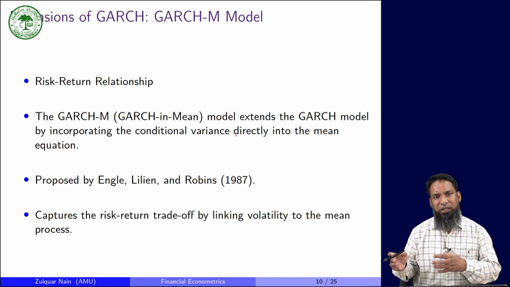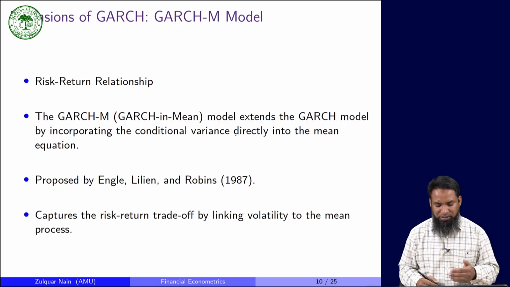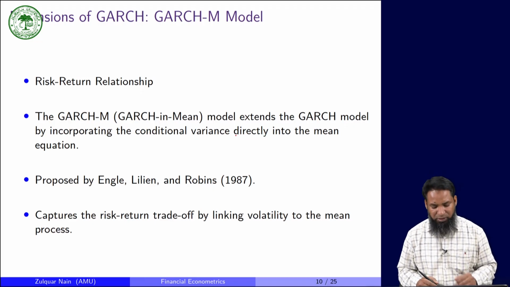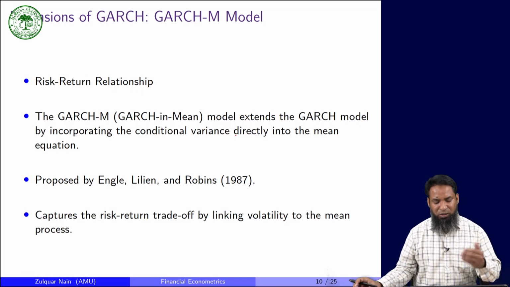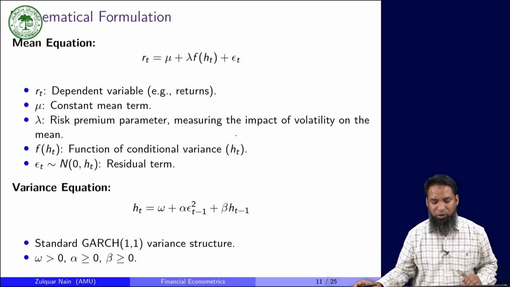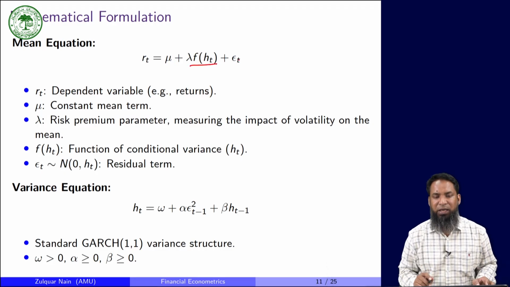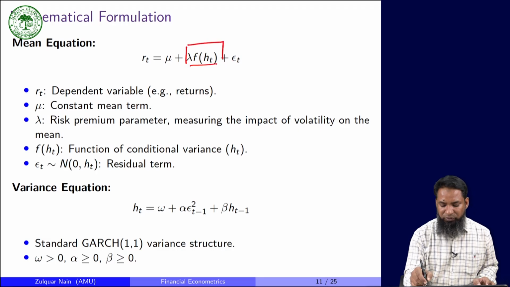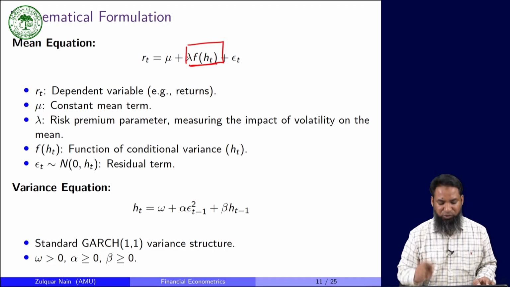So we bring a conditional variance into the mean equation. This was proposed by Engle, Lilien and Robins in 1987. Basically, it captures a very important phenomenon, what we call the risk-return trade-off, by linking it into the mean equation. So let us see what we mean here. The mathematical formulation of the GARCH in mean model could be r_t = mu + lambda f(h_t) + epsilon_t. This term, which is the conditional variance, we have included into the mean equation.